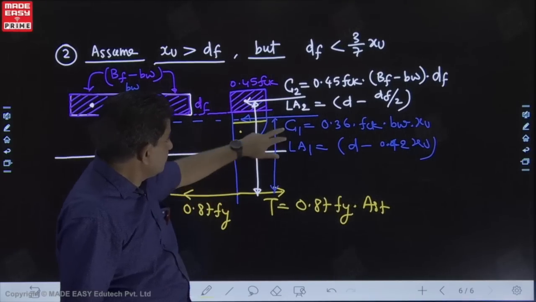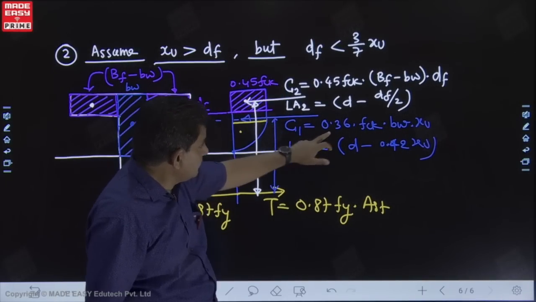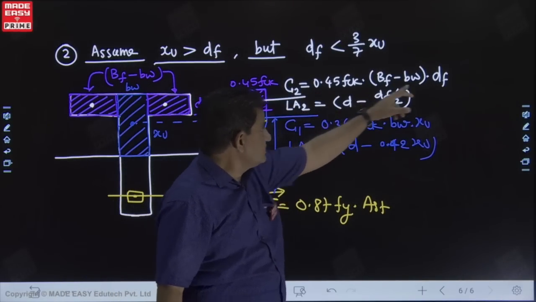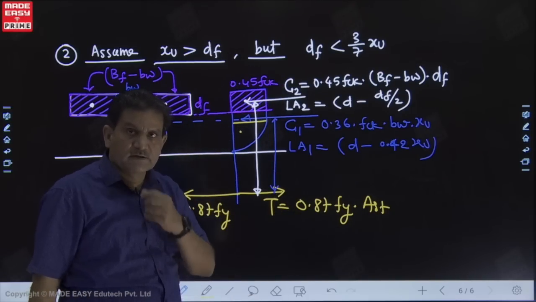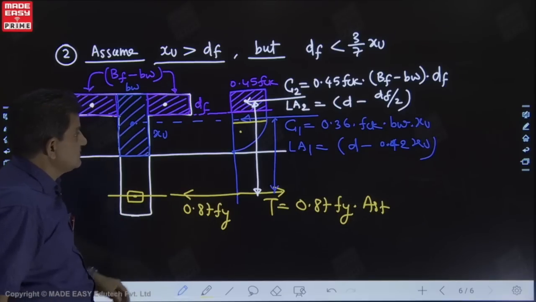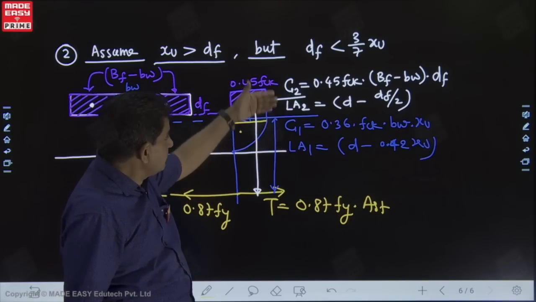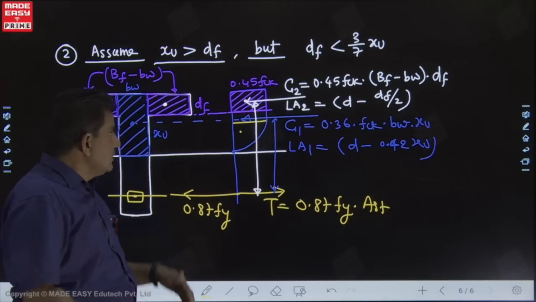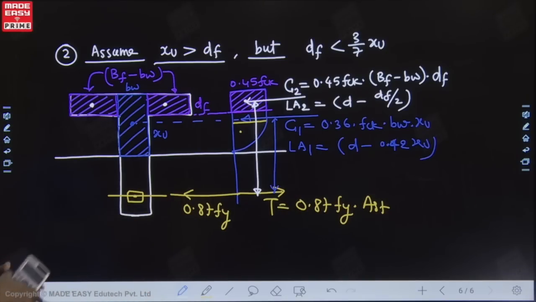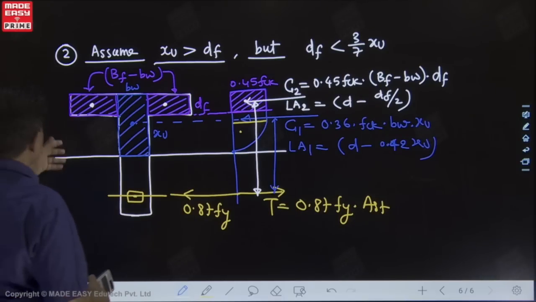Understand? C1 plus C2. C1 is this value, C2 is this value. C1 plus C2 is equal to T. If you write this, you will get the formula for the actual depth of neutral axis. And C1 into lever arm 1 plus C2 into lever arm 2, if you write this, you will get the formula for the moment of resistance. Okay, so we can use these formulas and calculate the values.